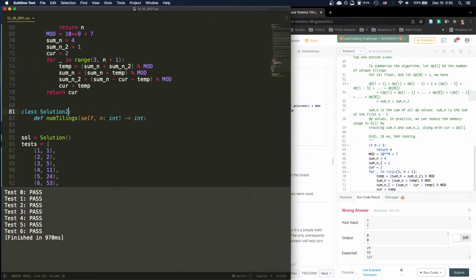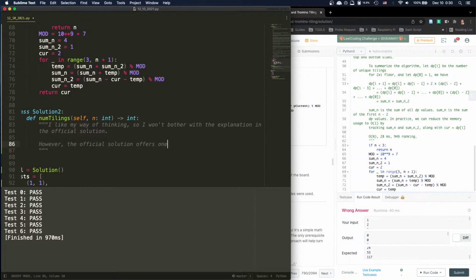Right, it's question 2. Now, I like my way of thinking, so I won't bother with the explanation in the official solution. However, the official solution offers one important insight. Right, so we have this. That's where we start, right? So we say dp is this.